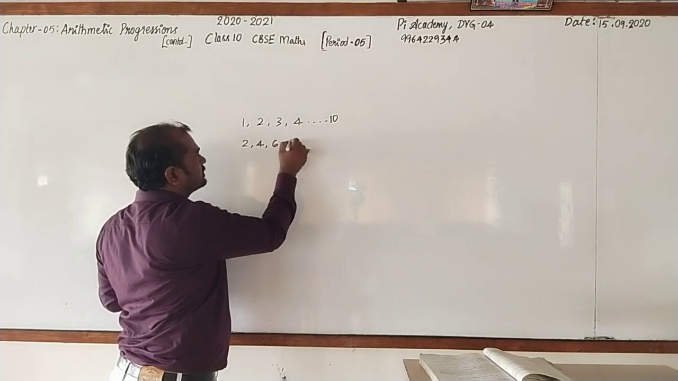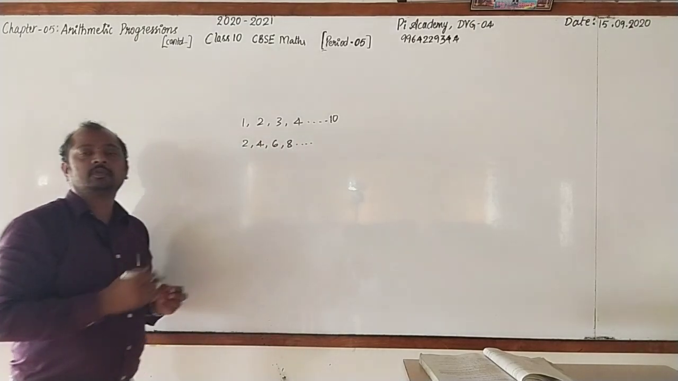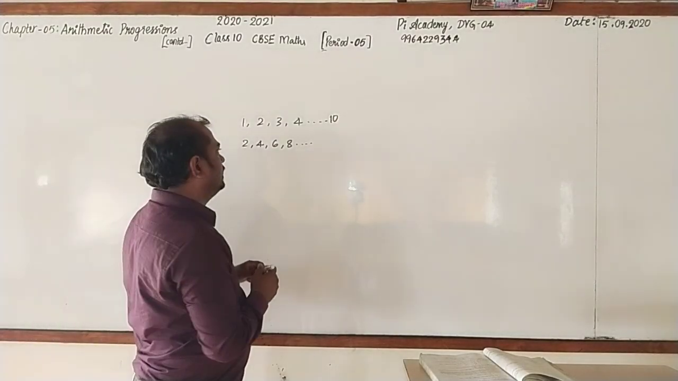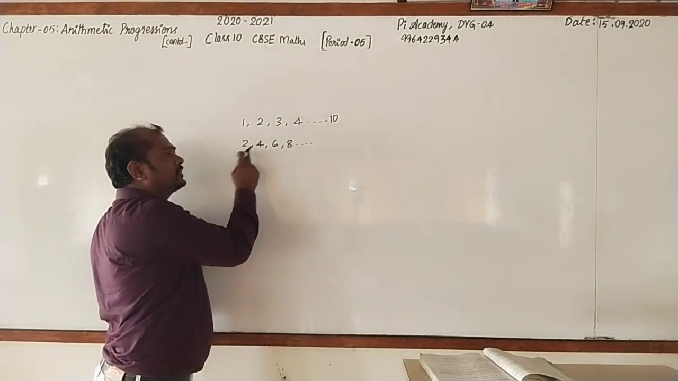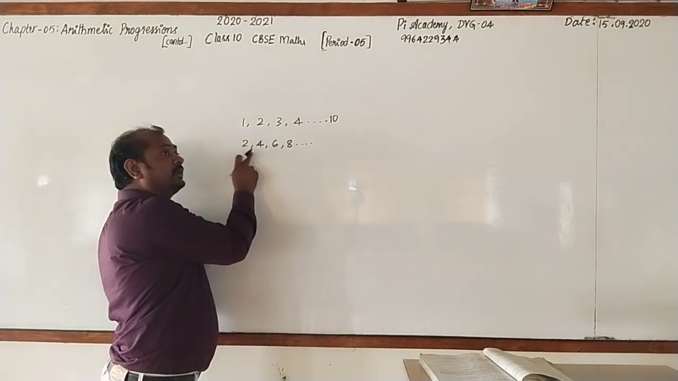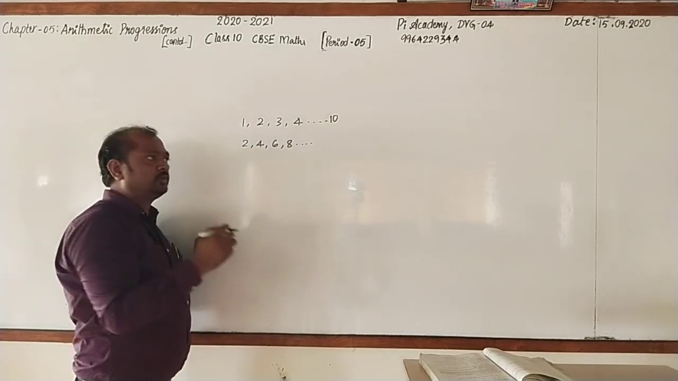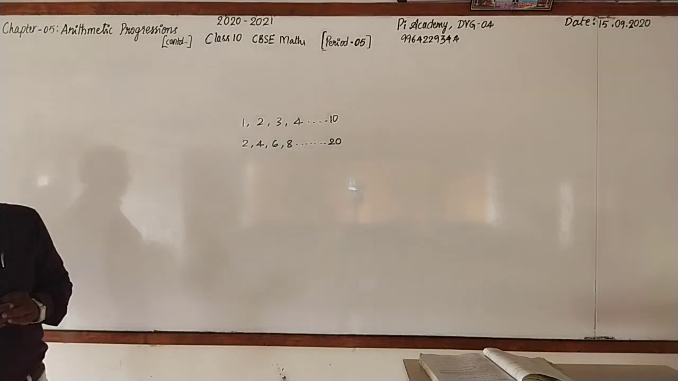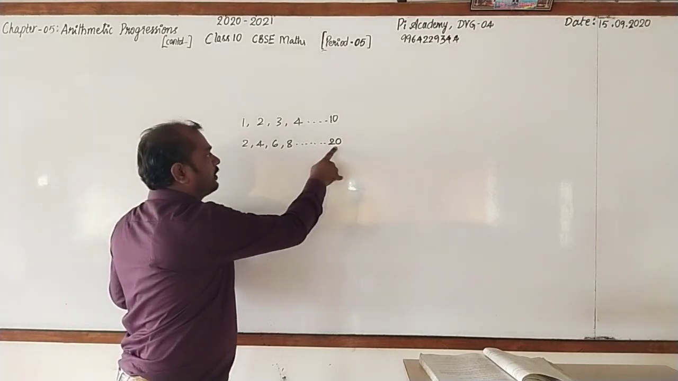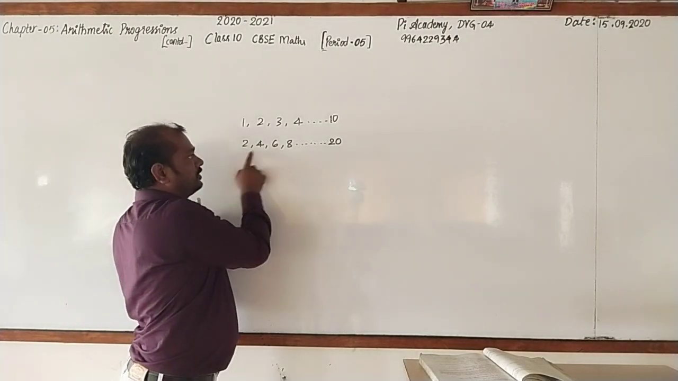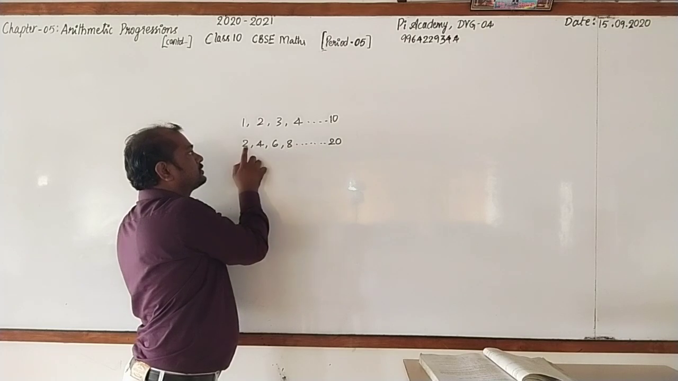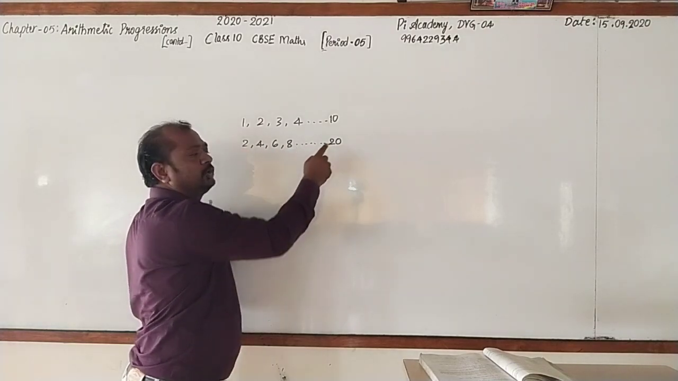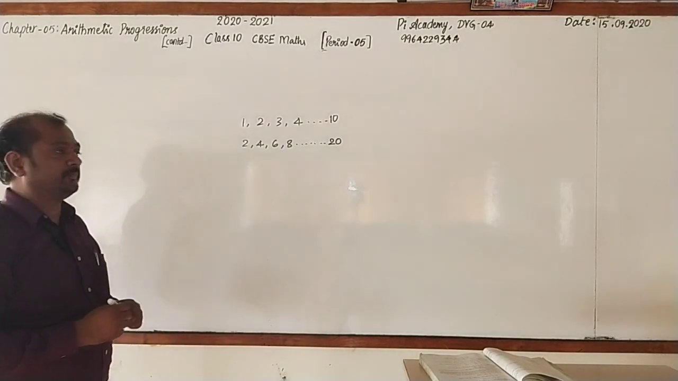Next I'll write one more. 2, 4, 6, 8 and so on. Is it AP? Definitely. It is also AP. First term? 2. Second term? 4. Common difference? 4 minus 2 is 2. Could you tell how many terms are there in this? Yes, you are right. There are 10 terms. Don't say that it is 20. 10 terms. 2, first term, 4, second term. This is third, fourth, like that. 20 will be the 10th term.